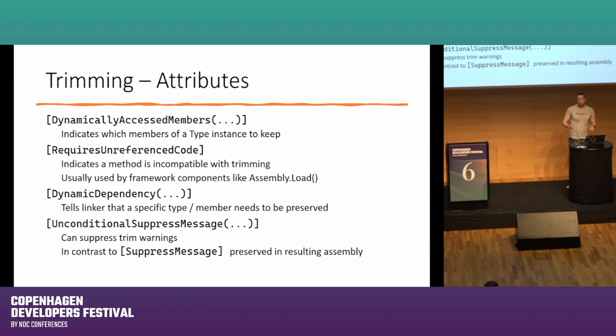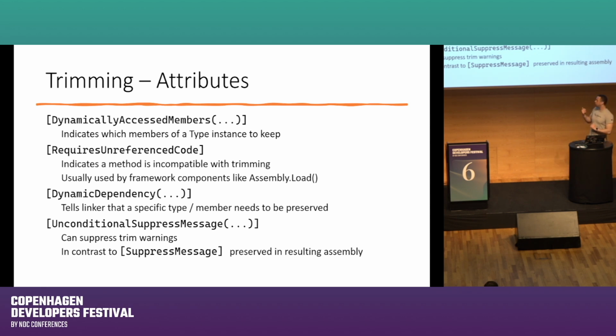Also, if you have methods that really do not work with trimming, you can say, hey, this requires unreferenced code. If someone uses that in a trimming scenario, emit a warning. And you can suppress that warning as well. You can also say, hey, this method will dynamically use this type, so keep that other type around. And of course, all these messages that are then generated, warnings, errors, you can suppress them.